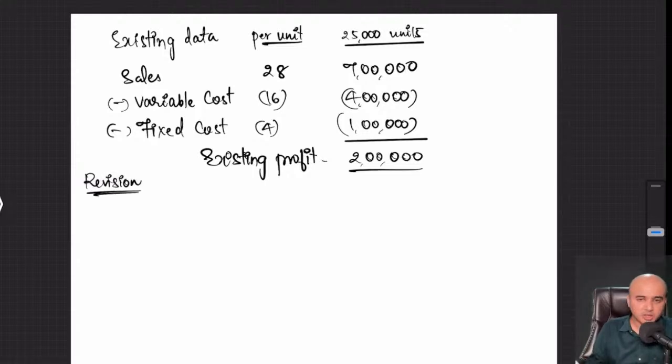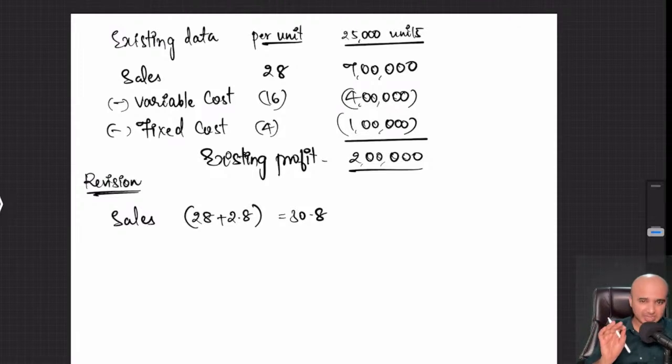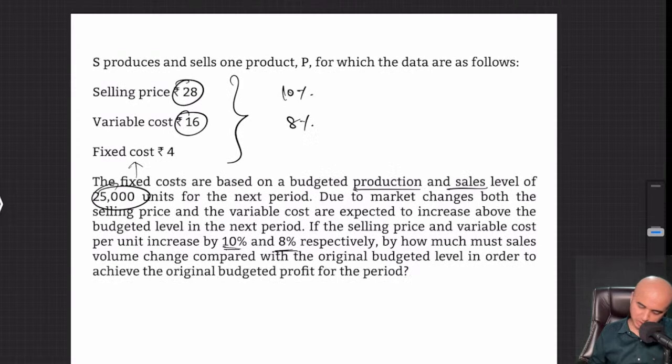Okay, so sales will increase by, they said, 10%. Right now the sale value is 28 per unit. 10% of 28 would be 2.8. I'm directly writing this. I'm sure you know the math. 28 into 10% will be 2.8. So add that. 28 plus 2.8 will be 30.8. That will be my new selling price, because they have very specifically mentioned selling price will increase by 10%. Done.